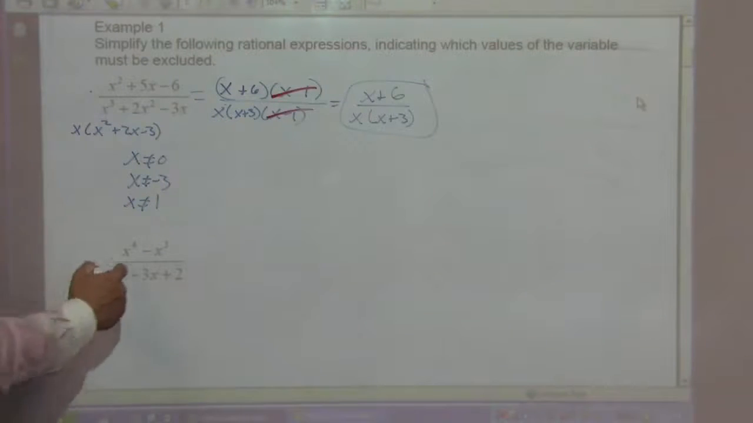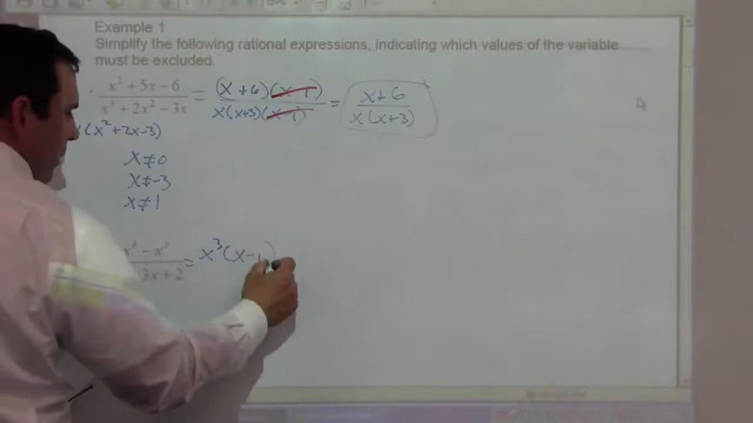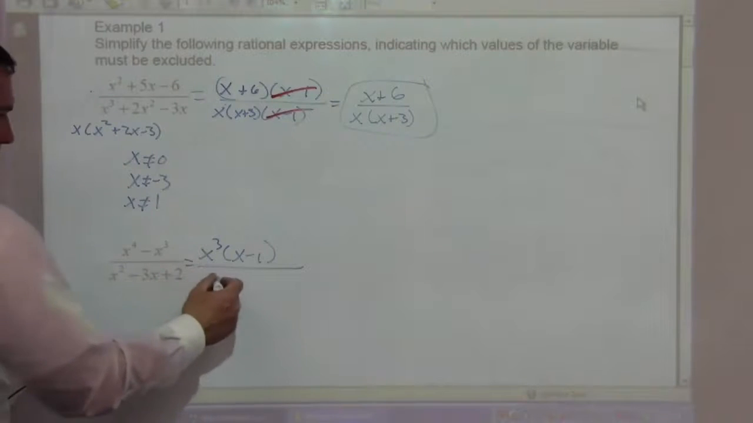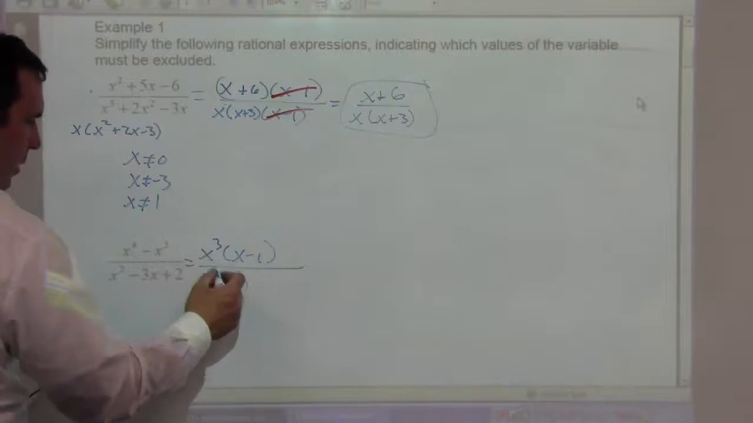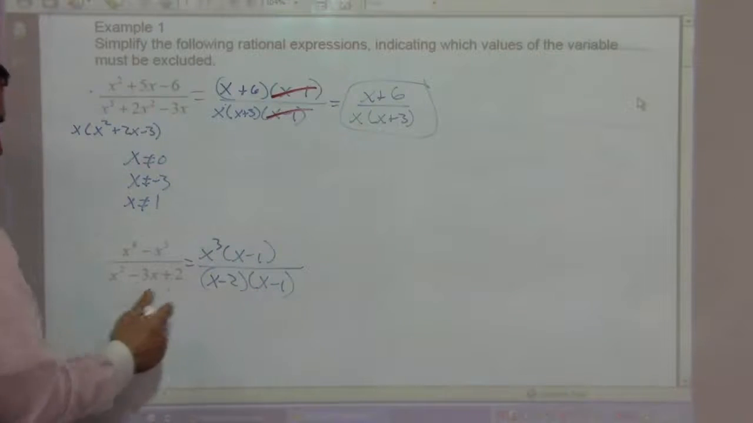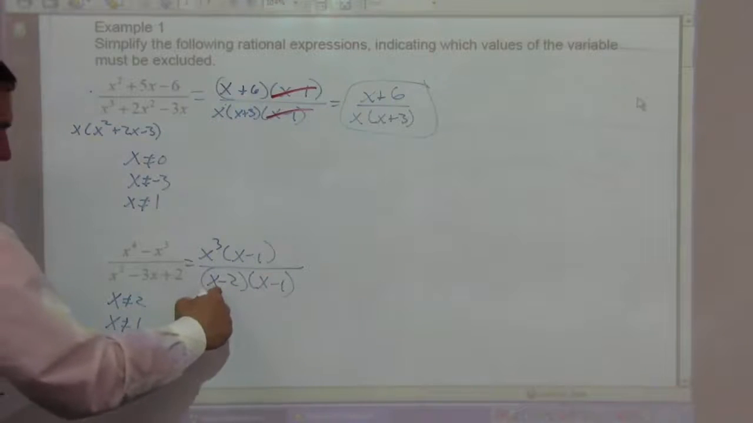Okay, for the next one, in the numerator I can factor out an x cubed, and we're left with an x minus 1. Down below we have x squared minus 3x plus 2. That's going to factor to x minus 2 times x minus 1. So right off we see from the denominator that x cannot be 2 and x cannot be 1, because if you put 2 in here you're going to get 0.